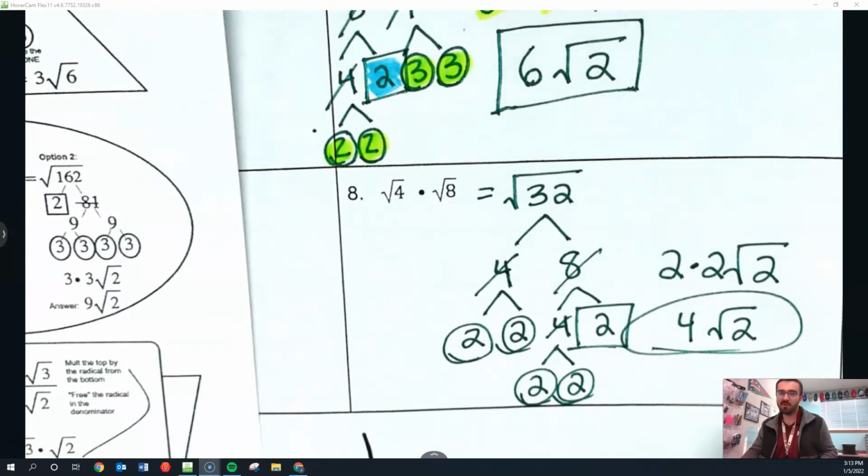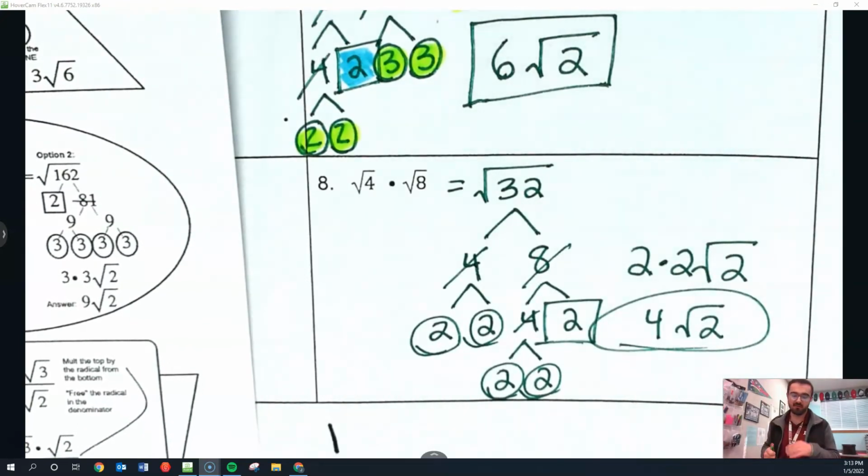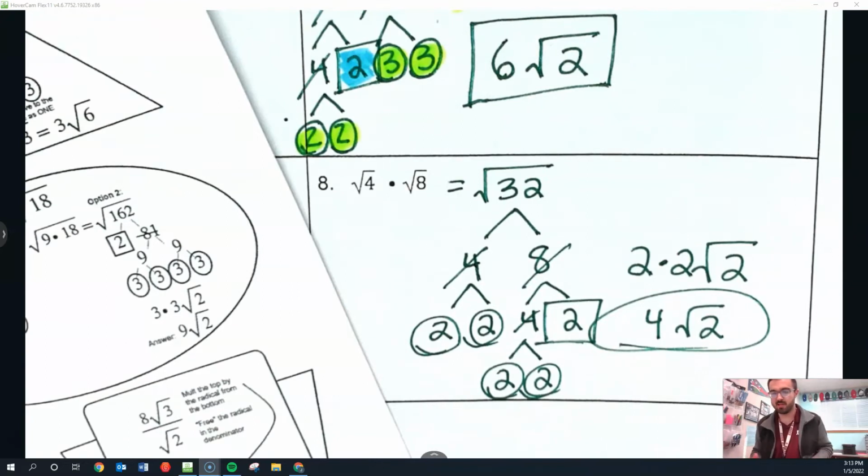Okay. I know I'm going kind of fast, but I've gone through a couple examples now, so I think y'all are probably feeling pretty good. Let's take a look at number 9.